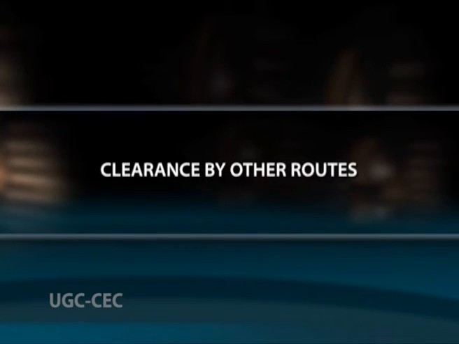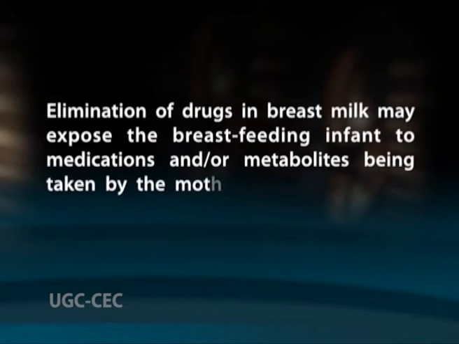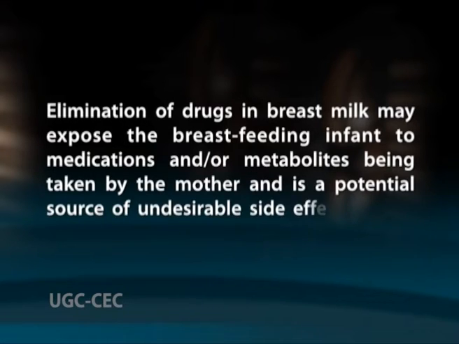Now, let us see the clearance by other routes. Drug clearance may also occur through the intestines, bile, lungs and breast milk, among others. Drugs that are not absorbed after oral administration, or that are secreted directly into the intestines or into bile, are eliminated in the feces. The lungs are primarily involved in the elimination of anesthetic gases, for example, isoflurane. Elimination of drugs in breast milk may expose the breastfeeding infant to medications or metabolites being taken by the mother and is a potential source of undesirable side effects to the infant.